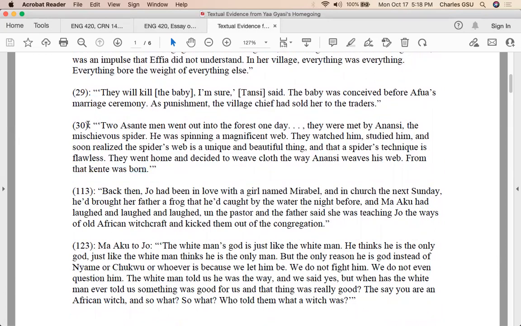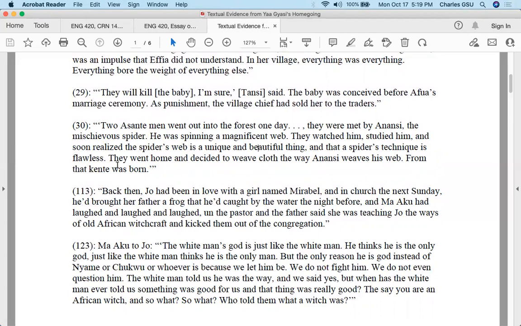So a few pages later, it says, "Two Asante men went out into the forest one day." And this is basically the story of how kente, the cloth, comes into being. "They were met by Anansi, the mischievous spider. He was spinning a magnificent web. They watched him, studied him, and soon realized the spider's web is a unique and beautiful thing, and that a spider's technique is flawless. They went home and decided to weave a cloth the way Anansi weaves his web. From that, kente was born."